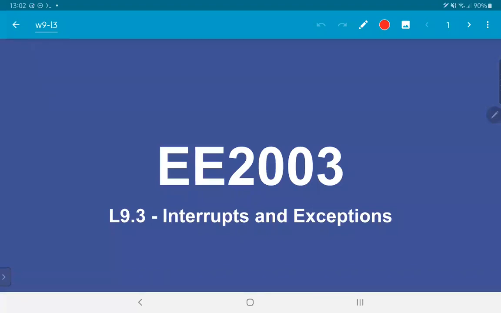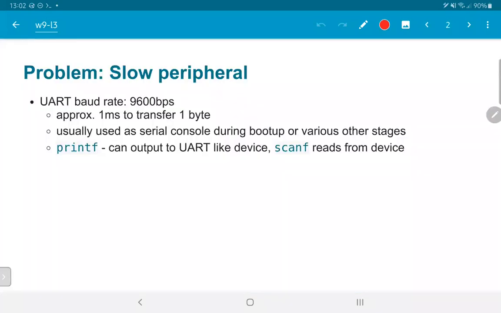In this lecture, we are going to look at the concept of interrupts and exceptions. Let's consider a motivating problem here. Consider a slow peripheral that has been attached to a CPU. An example of a slow peripheral in this case is the UART, Universal Asynchronous Receiver Transmitter. Let's consider that it's operating at a baud rate or a symbol rate of 9600 bits per second.